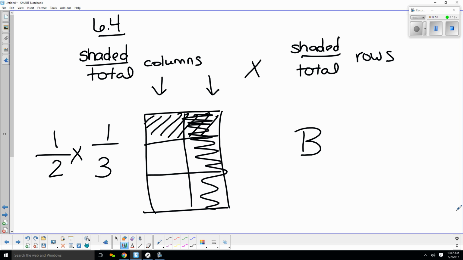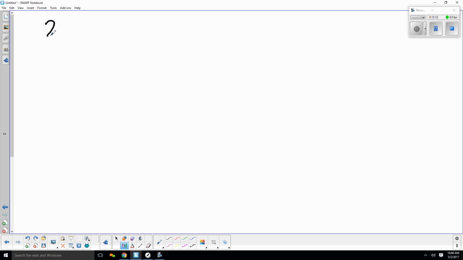I would put 1/6 because there is only one square that is double shaded in both directions over the total number of squares. So everybody see that? Because they could ask that question as well. Okay? All right, question number 2.